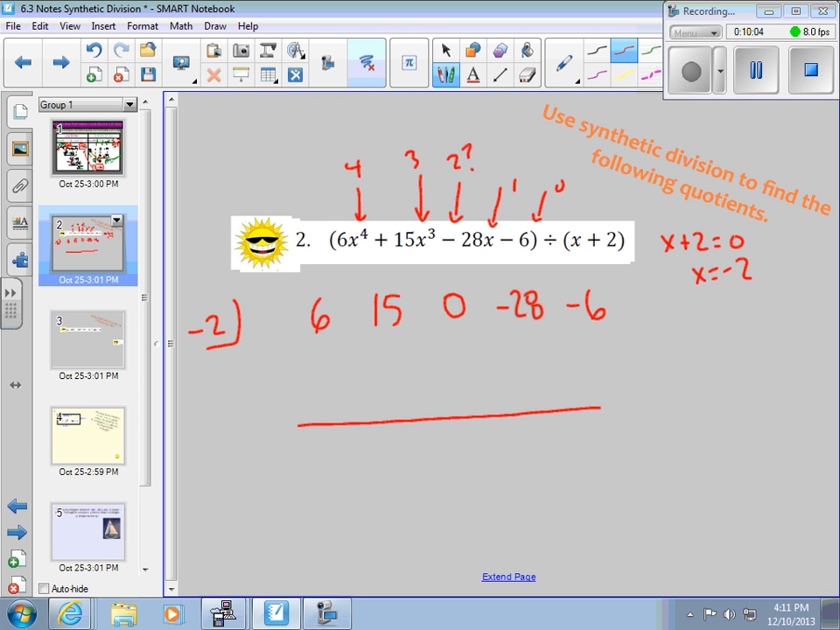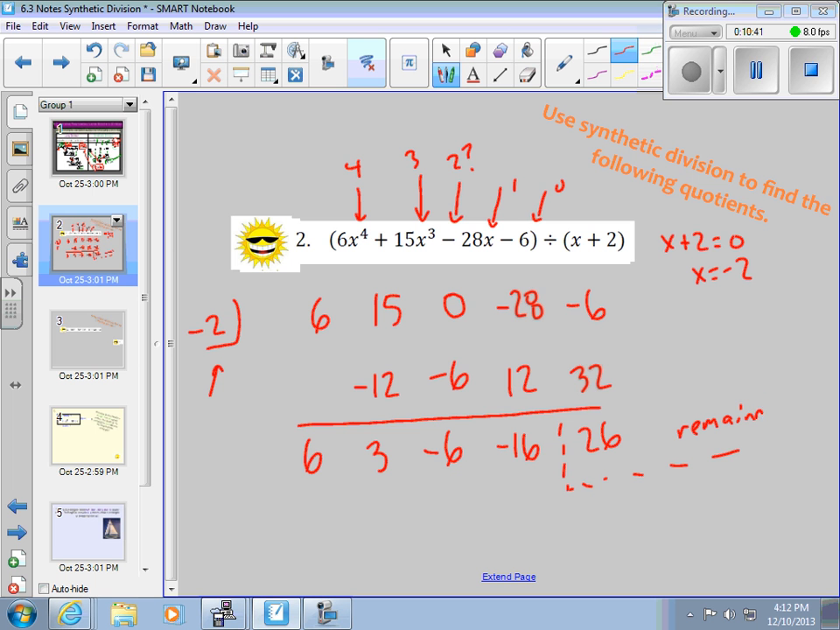Bring down the first number, 6, multiply, negative 2 times 6 is negative 12. Add, we get 3. Multiply again, negative 2 times 3 is going to be negative 6. Added with 0 is still negative 6. Multiply again. If we take our number up here, negative 2 times the negative 6, 2 negatives is going to make positive 12. Add again, you get negative 16. Multiply 2 negatives again is going to produce a positive number, 32. Add, and we get 26. All right, this time we did get a remainder.